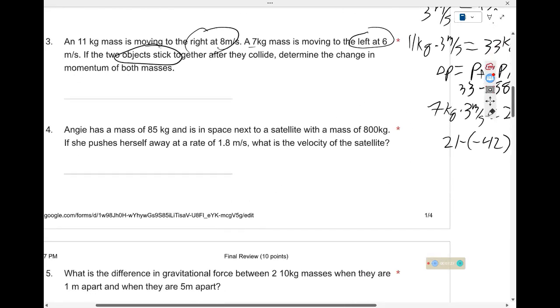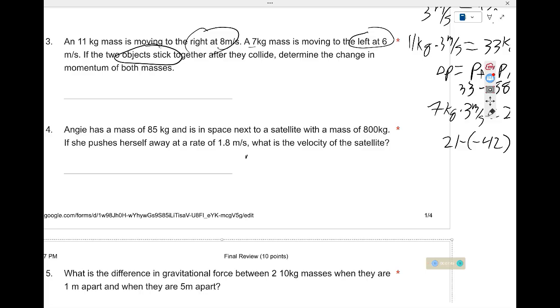Angie has a mass of 85 kilograms and is in space next to a satellite with a mass of 800 kilograms. She pushes herself away at a rate of 1.8 meters per second. What is the velocity of the satellite? So here, straight up conservation of momentum problem, right? We look at the momentum we have at the beginning.